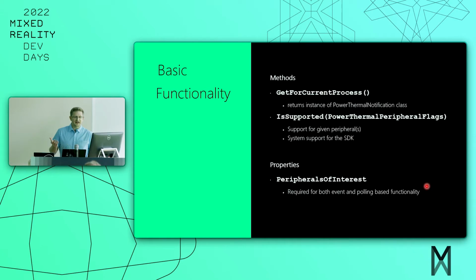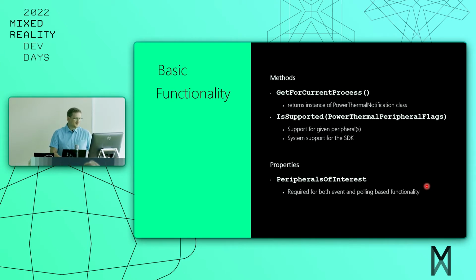So you provide it a mask of all the flags that you're interested in seeing if there's support for, and this will return true if there's support for at least one of those flags. So let's say I'm interested in the CPU and the GPU. I can OR those together. I can send it to this function. If it returns true, I can expect that I'm going to be able to get notifications for at least one of those things.